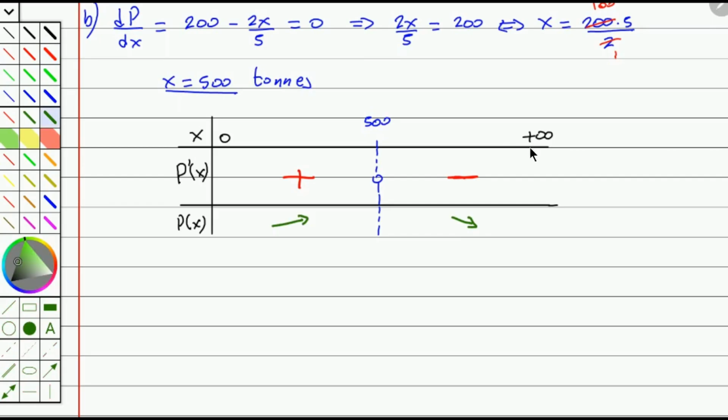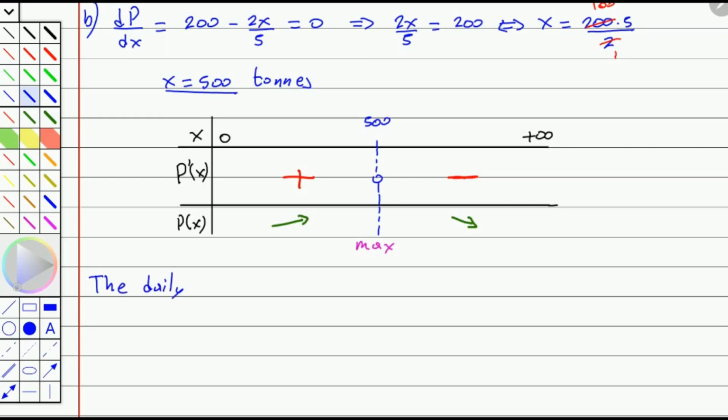So this is what we said earlier, that beyond the production of 500 tons per day, any additional production of cement will have diminishing returns. So we will produce, but the profits will decrease instead of increasing. So this is indeed a maximum. And so we are going to answer now the problem.